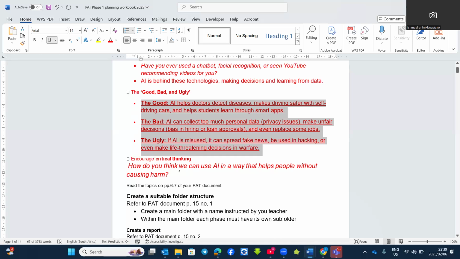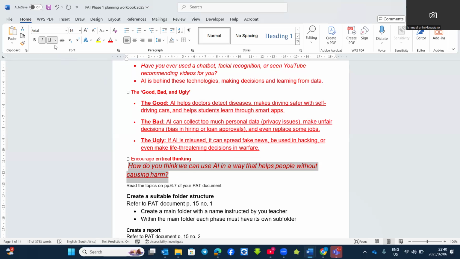Now, how do you think we can use AI in a way that will help people, or that will help us, without causing harm or without having a serious risk on us? And that is what our topic will be concerned about, because we have the good, the bad, and the ugly. How do we make use of this AI in such a way that it's not going to cause a serious risk on us? And that is what we will start our PET with. So please, as we begin, think about this, and this is what your topic will be.